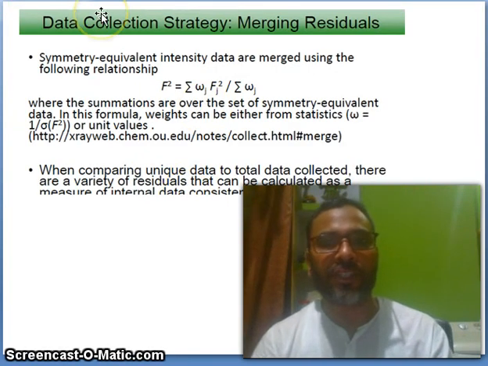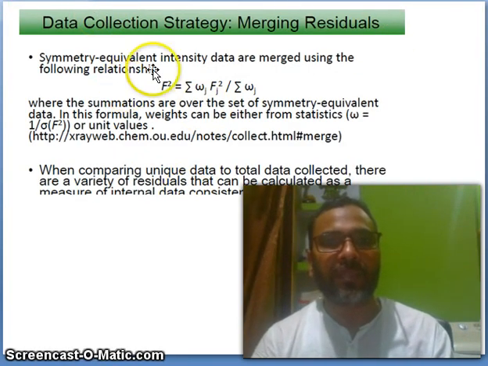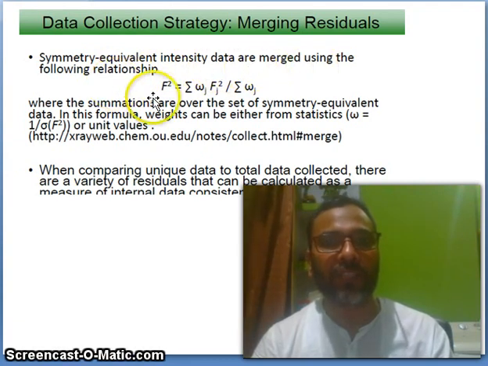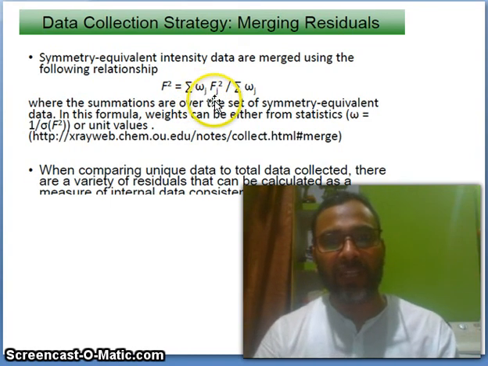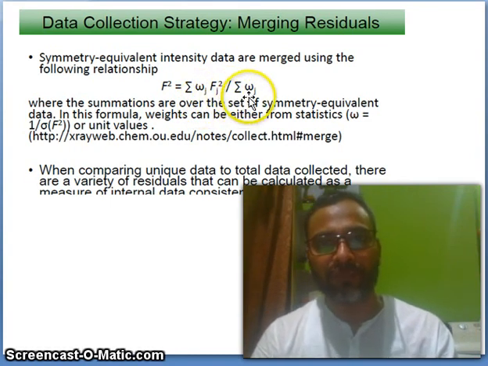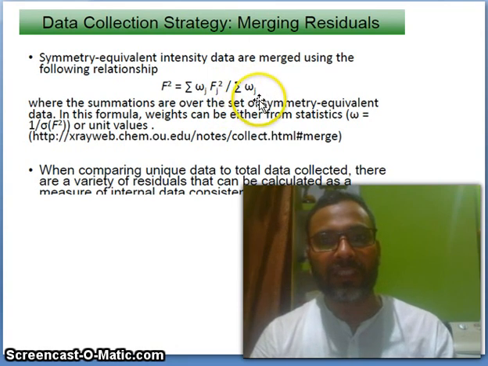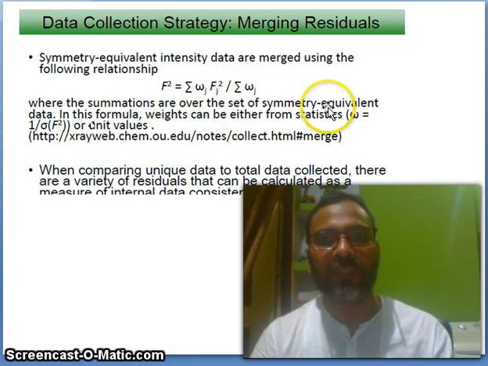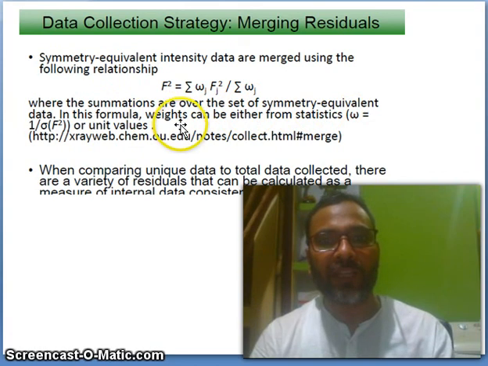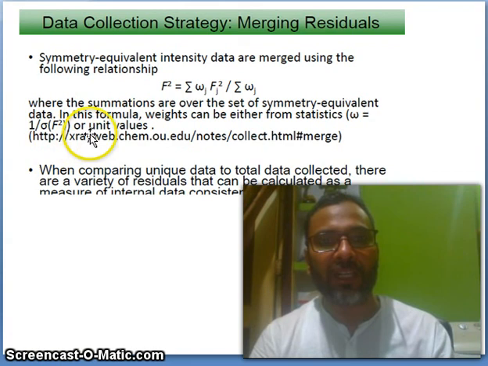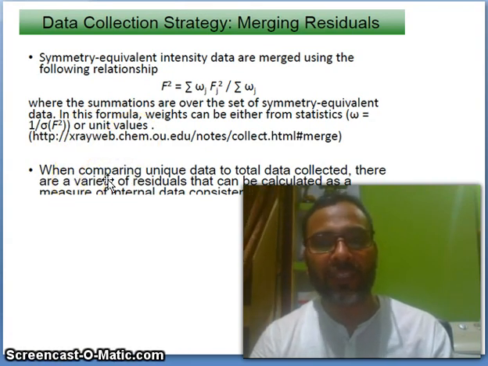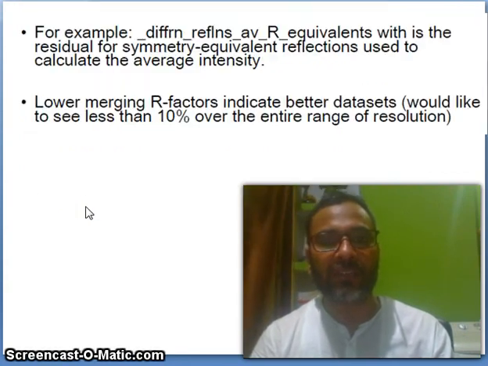So, data collection, merging residuals. Symmetry equivalent intensity data are merged using the following relation. F square is equal to summation of omega j Fj square divided by summation of omega j, where the summations are over the set of symmetry equivalent data. In this formula, weights can be either from the statistics, omega is equal to 1 by sigma F square, or unit values. When comparing unique data to total data collection, there are a variety of residuals that can be calculated as measures of internal data consistency.